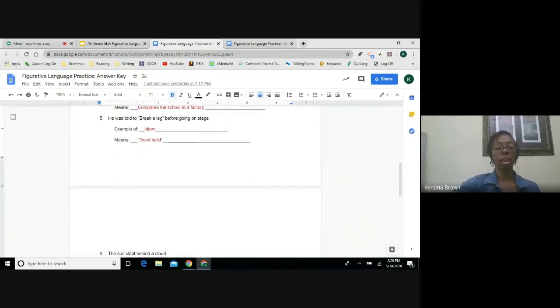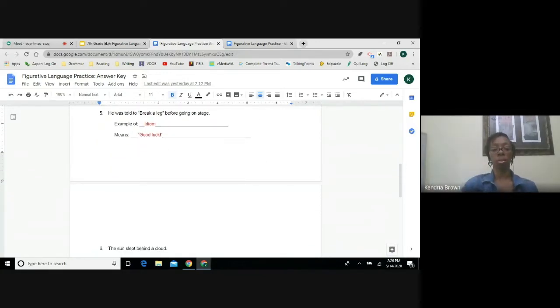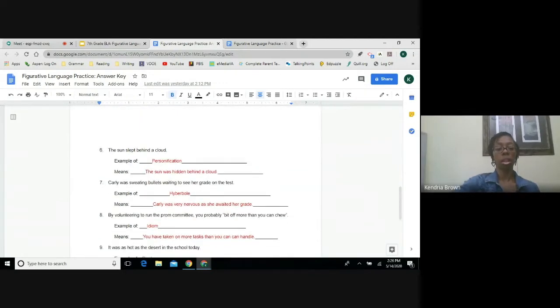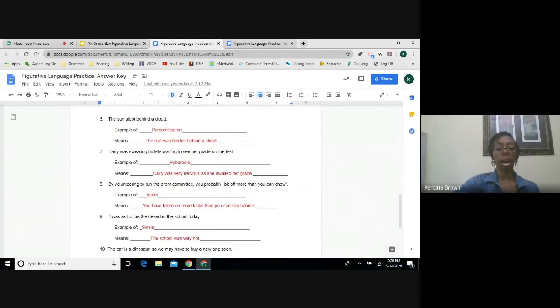Number 5, he was told to break a leg before going on stage. That is an example of an idiom, and it means good luck. Number 6, the sun slept behind a cloud. That is an example of personification, and that means that the sun was well hidden behind the cloud.